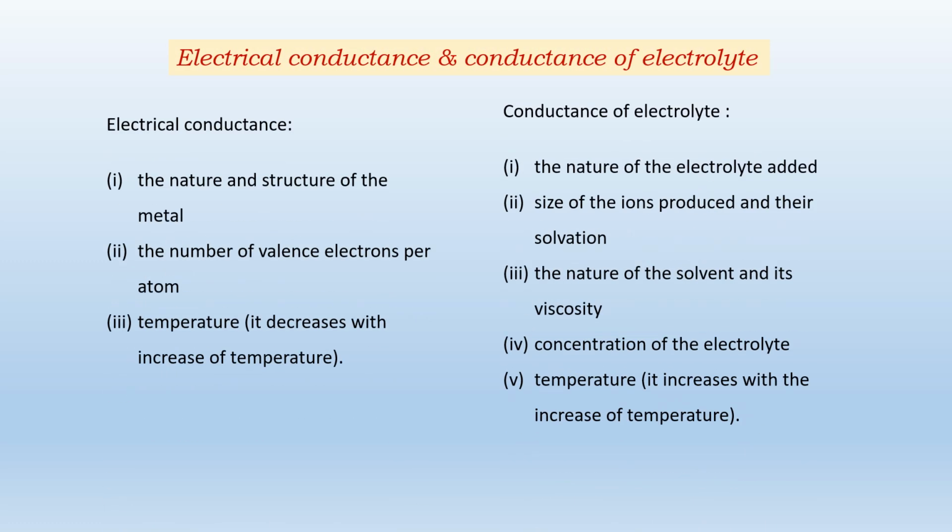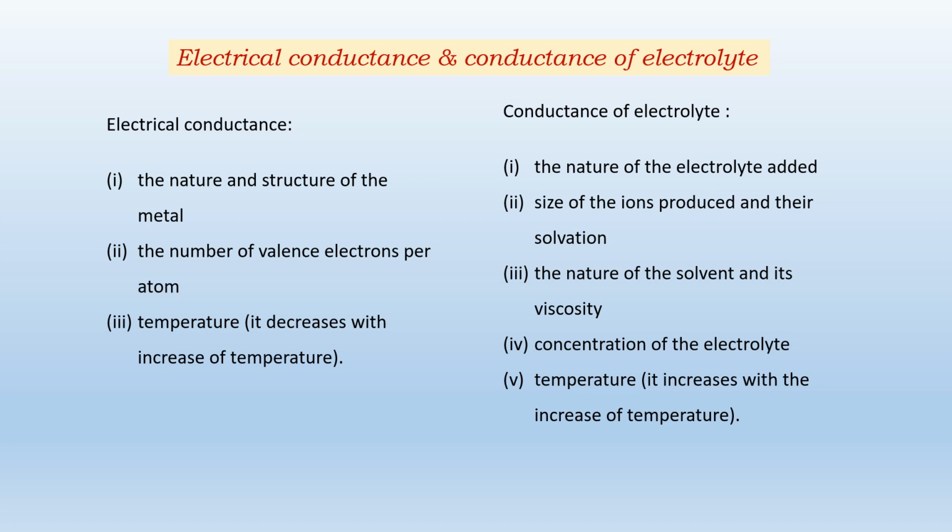Electrical conductance and the conductance of electrolyte. Electrical conductance is for the metal in solid state, whereas the conductance of electrolyte is for the metal ion in liquid state. Coming to the properties of electrical conductance, the first property is the nature and the structure of the metal. What is the nature of the metal? The nature of the metal can vary, for iron and copper. Copper has the higher conductance, whereas iron has the lower conductance. The nature is different.